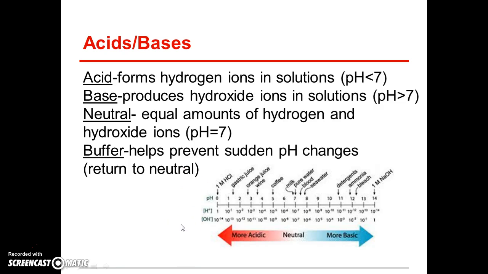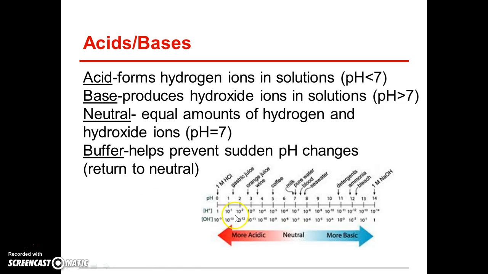As a refresher of what you've learned before, acids and bases. Here are your numbers for the pH down here. As you go from less than 7 all the way to 0, we're looking at the acid side. Acids are more acidic as you go this direction. So the lower the number, the more acidic it is.